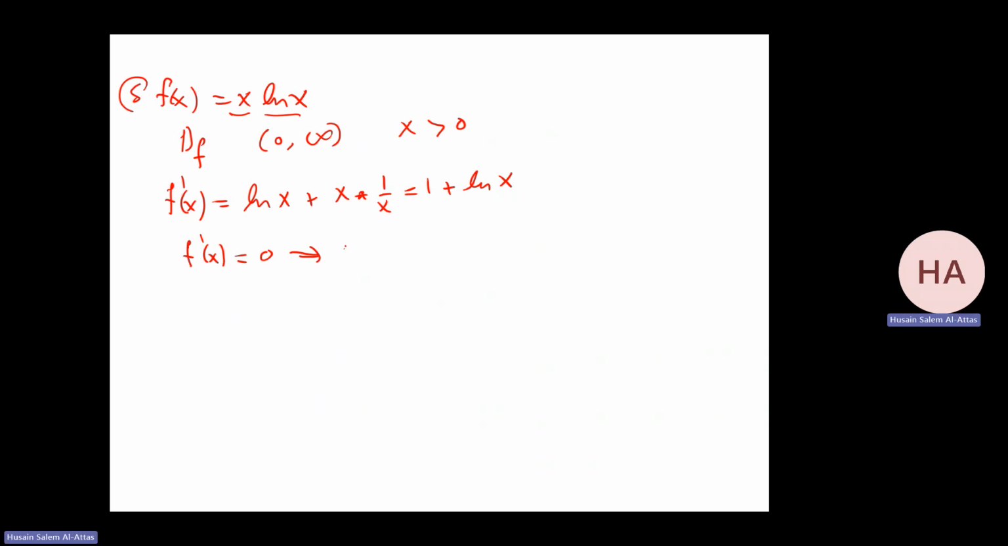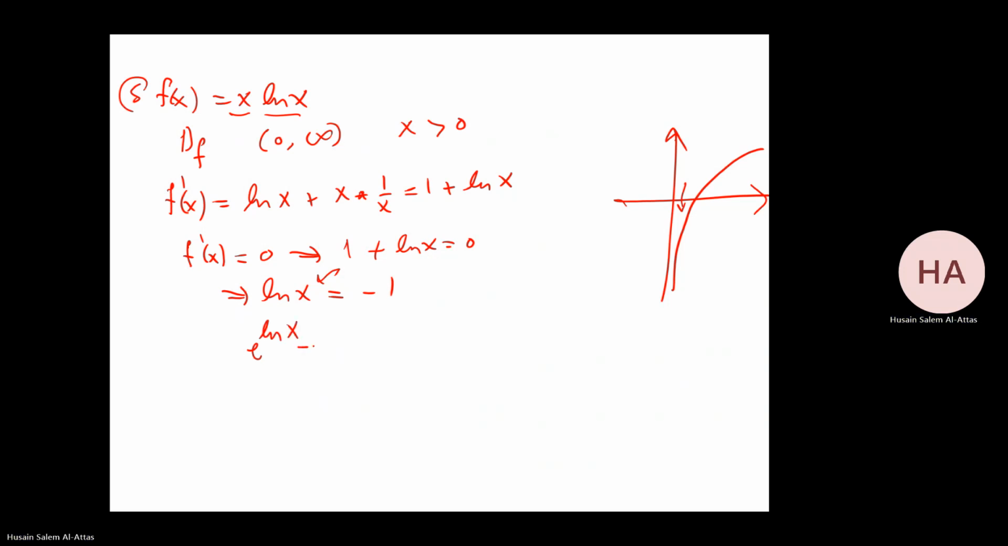Let me do it in steps. 1 plus ln x equals 0. So you have ln x equals -1. The argument of ln cannot be negative, but ln can be negative, because if you think about the graph of ln, there is a portion where ln is negative. But the argument, which is x, should be positive. Now take e to the power of both sides. We get x equals e to the -1, which is 1/e.